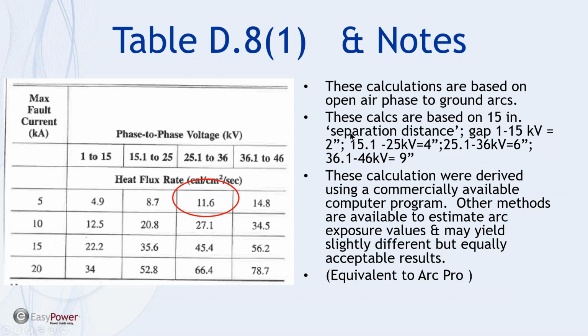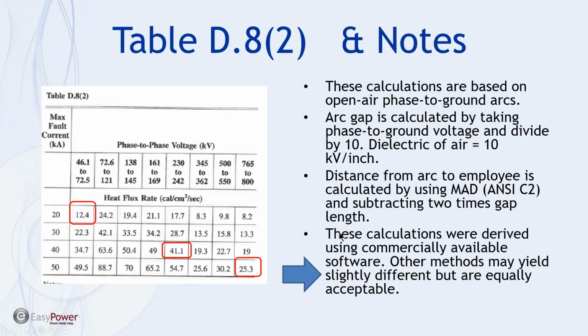Now, in these documents, it specifically refers to the fact that these calculations were derived on a commercially available computer program. Other methods are available, and effectively that's what we're talking about, the EasyPower equivalent method. At the time, it was fairly common knowledge that a piece of software called ArcPro was used to produce these results. And so what I'm essentially trying to demonstrate is that the method we have implemented is equivalent to or as acceptable as ArcPro.